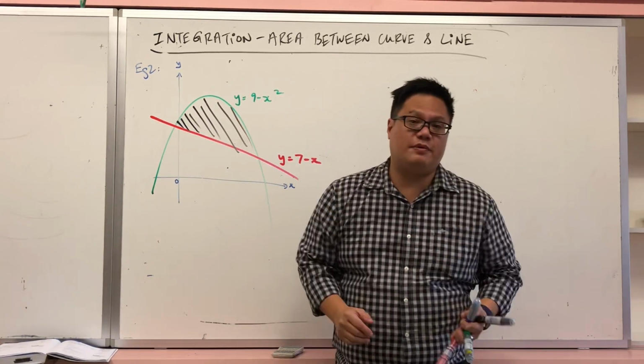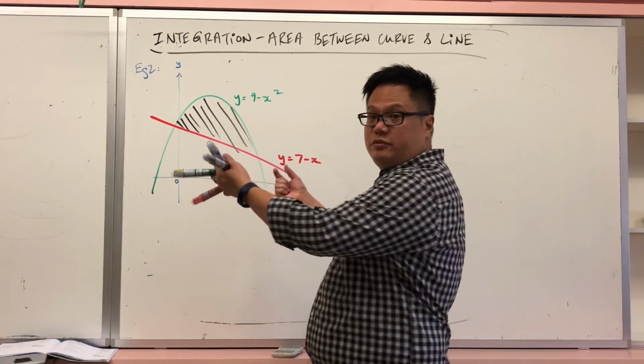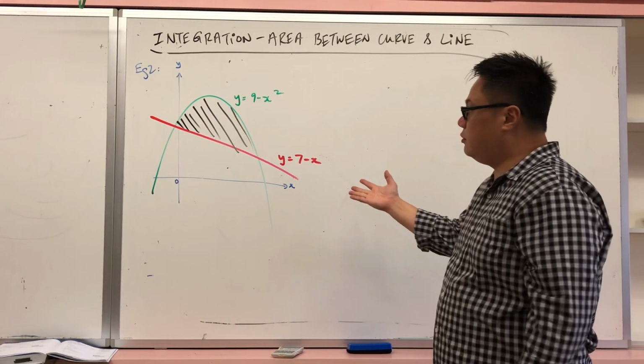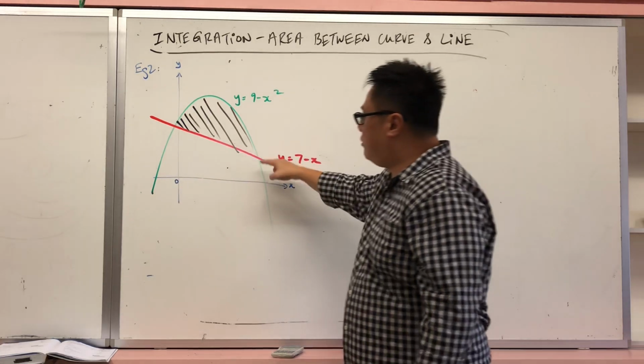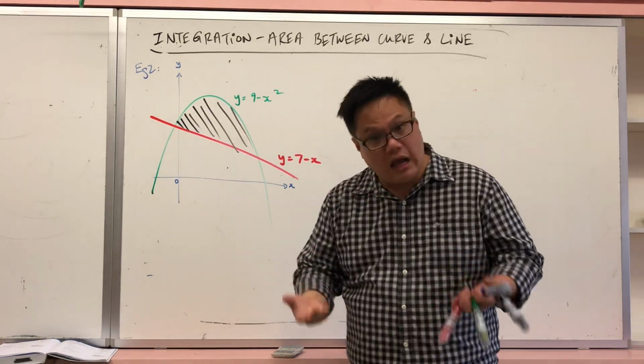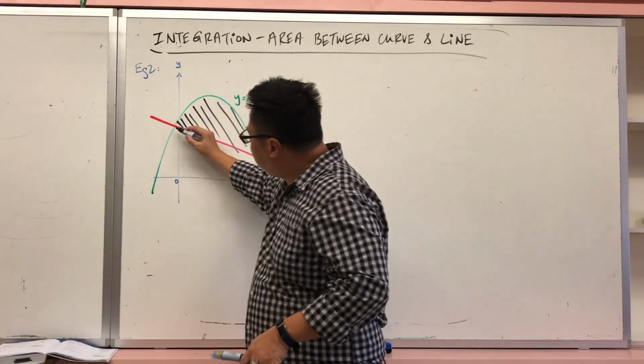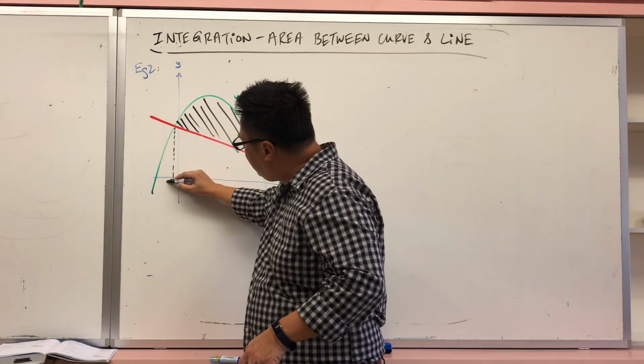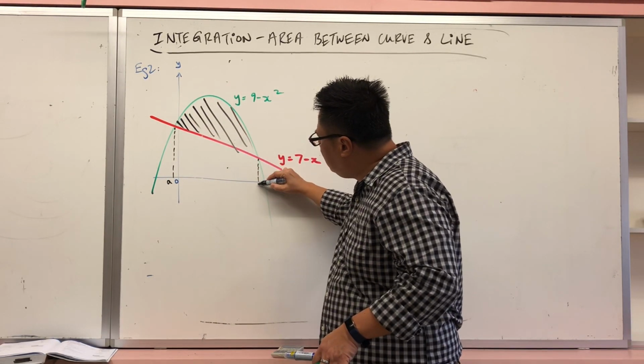Just now in the previous example 1, I told you the limits are between 0 to 4. But for this question, you look, they never give you limits at all. They never give you the limits. Then how do you find this limit? How do you find your A and your B?